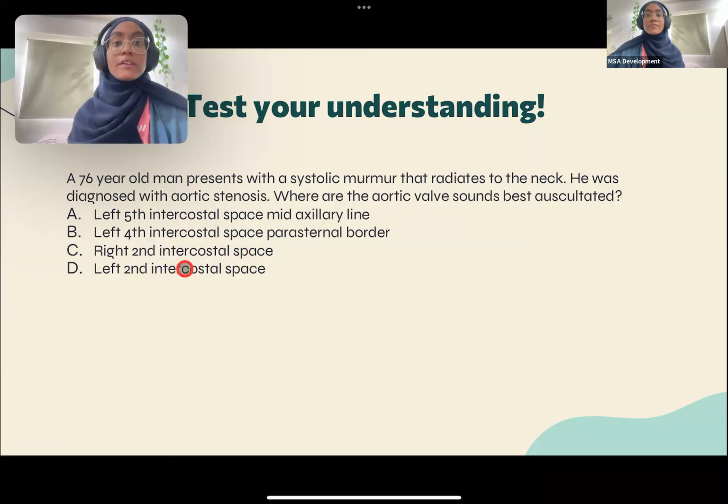Okay, what's in the left second intercostal space? Pulmonary. What's in the left fifth intercostal space, mid-axillary? It's the mitral. And what's in the left fourth intercostal space, parasternal border, or basically the lower sternal border to the left? It's the tricuspid.